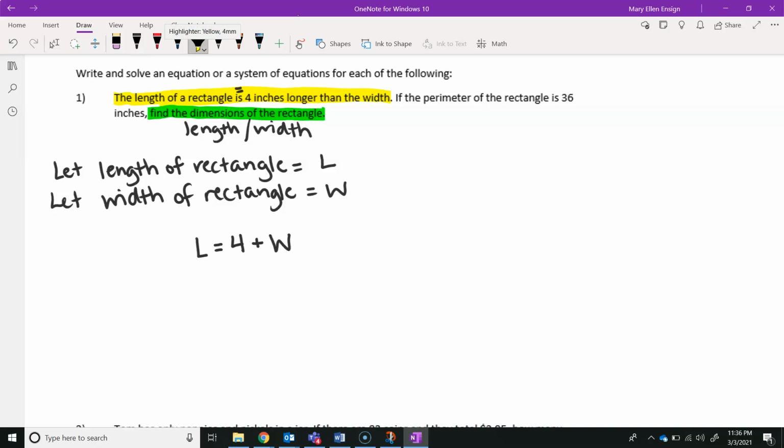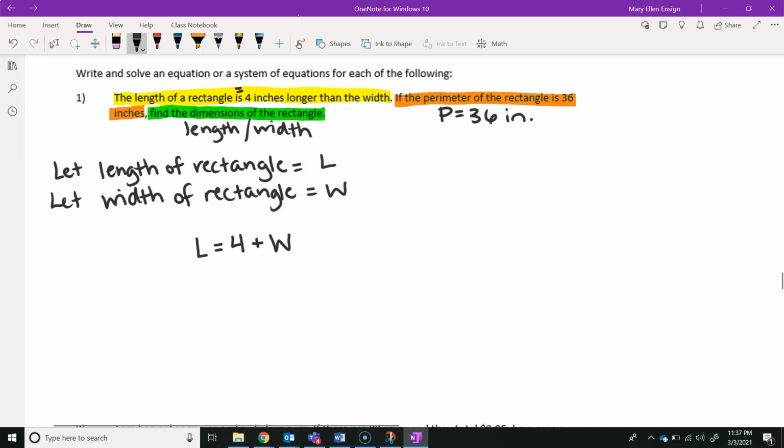Okay, now we have another sentence here that gives us another relationship. It says, if the perimeter of the rectangle is 36 inches, find the dimensions. So the other piece of information we know is that the perimeter of the rectangle is 36 inches. Well, that only helps us if we know how that relates to what else we know. If we just put P equals 36, that doesn't really help us, because we need a second equation that has L and W in it to get those solved.